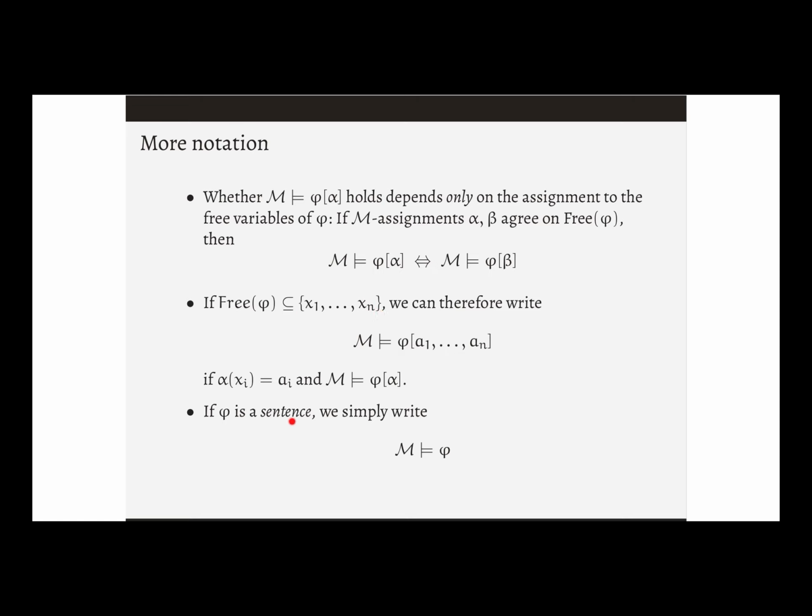Finally, if phi is a sentence, remember, a sentence was just a formula that had no free variables, then we don't need to worry about any assignment at all, because there are no free variables that could possibly change the truth value. So then we simply write M satisfies phi, or phi holds in M, or phi is true in M.